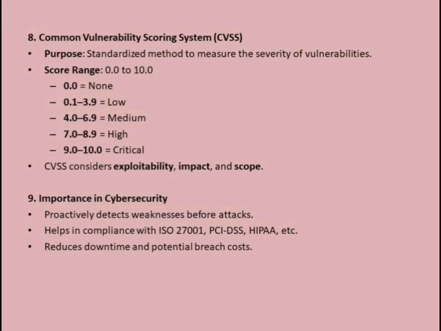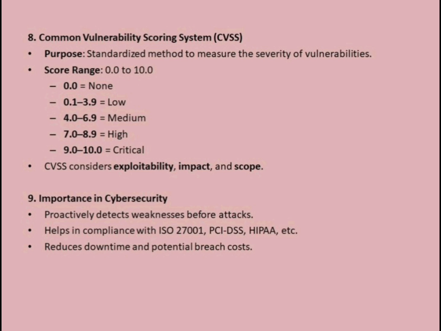Common Vulnerability Scoring System, CVSS. The Common Vulnerability Scoring System, CVSS, is a standardized framework used to measure and communicate the severity of security vulnerabilities in computer systems, applications, and networks. It gives every vulnerability a numerical score ranging from 0.0 to 10.0, which helps security teams decide how urgently a weakness should be fixed. The scoring is based on three main factors: exploitability, how easy it is for an attacker to use the vulnerability; impact, how badly the system will be affected if exploited; and scope, whether the attack affects only one system or spreads to others.